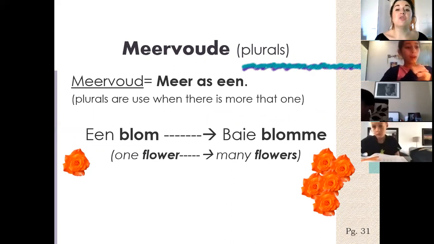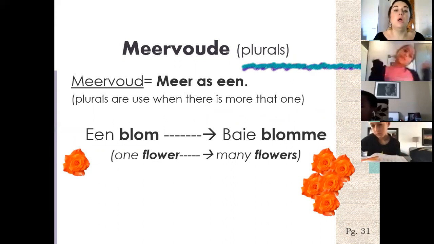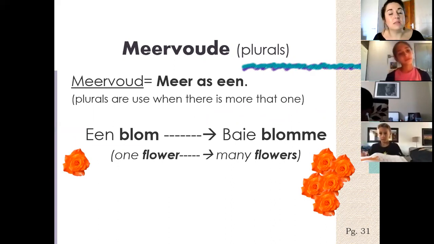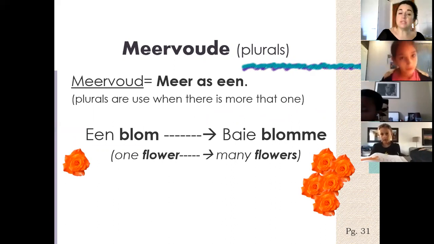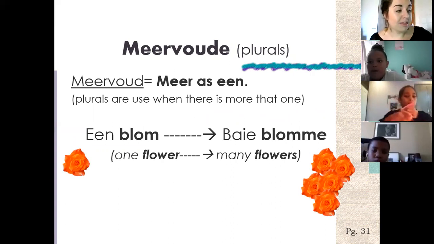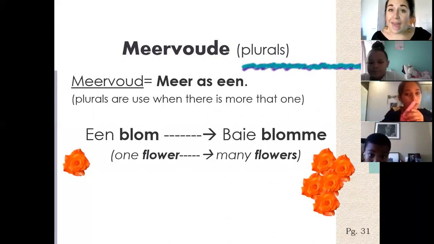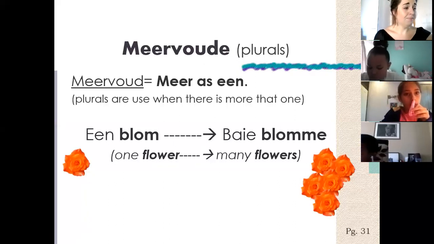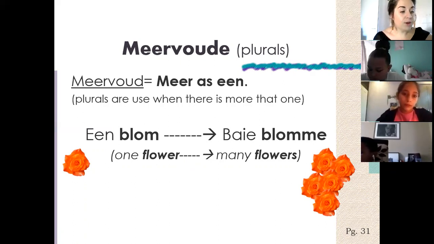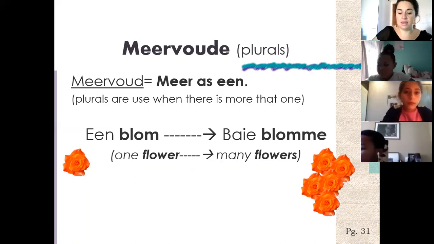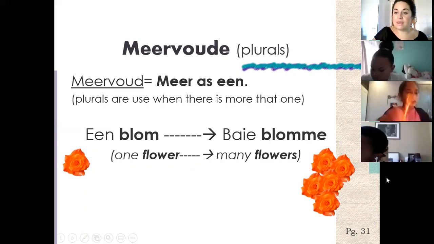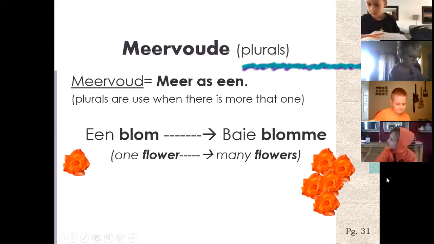We are going to talk about meervoude, which are plurals. Okay, meervoud is meer as een. So we use plurals when we have more than one. Do we all understand that? So it's plurals that we use for more than one. So in your book, in the block that says onthou, with your color pen or highlighter, I want you to go underline the word meervoud and the words meer as een. Everyone underline the word meervoud and meer as een.